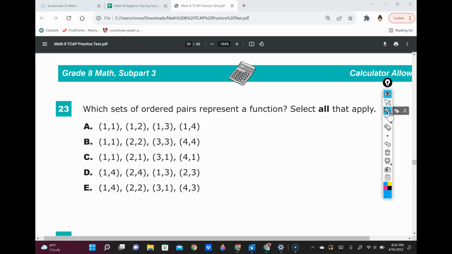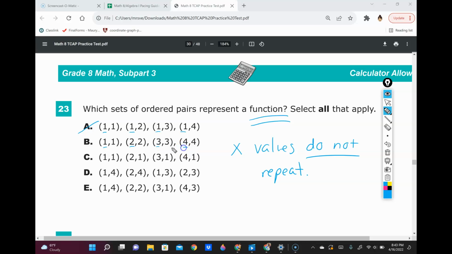Number 23, which set of ordered pairs represents a function? Select all that apply. There's a lot of definitions for function. One that I like to think about is where a function is where your x values do not repeat. They're all different. So if you look at A and just look at the x values, well, the x values there repeat, so that is not a function.